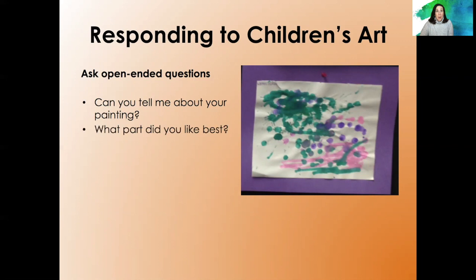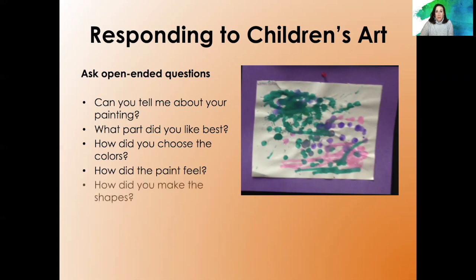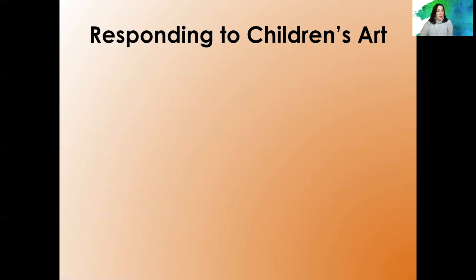What part did you like best? How did you choose the colors? How did the paint feel? What shapes did you make? What happened when you mixed the colors? These are all open-ended questions that help children think about what they've made and help them develop the language to describe it and show them that you're interested in what they're doing.